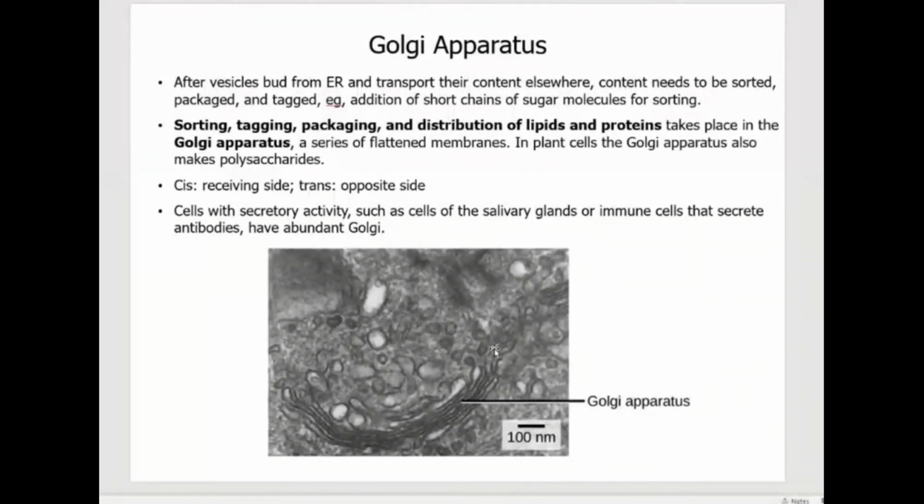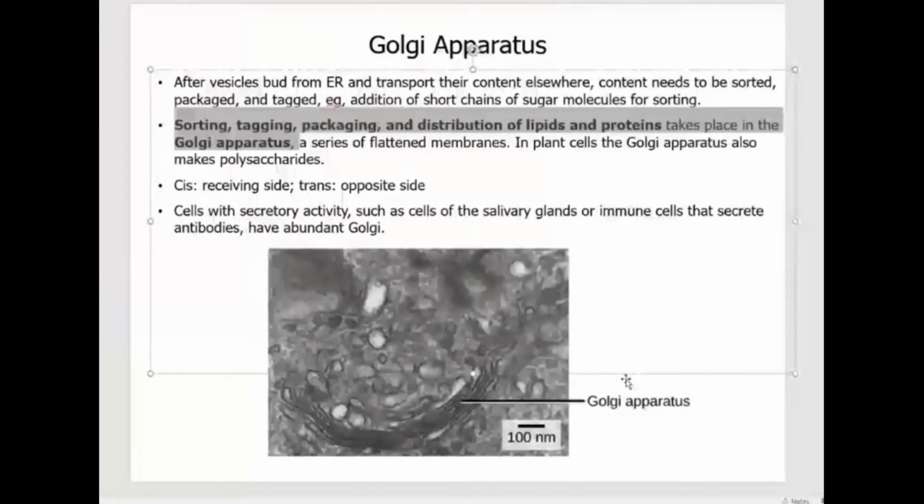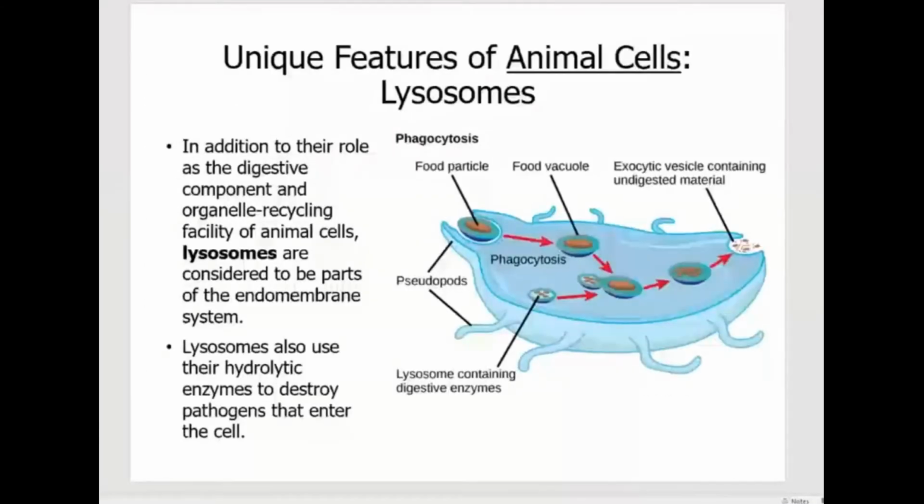Then we talk about the cis end and trans end in cells with a lot of secretory activities. For example, the cells in your salivary glands, which secrete a lot of saliva, or immune cells that need to produce and secrete antibodies, have abundant Golgi apparatus inside the cell. You can imagine, because you have to do all those things before you secrete the enzymes in your saliva or the antibodies, they usually have a high abundance of Golgi apparatus.